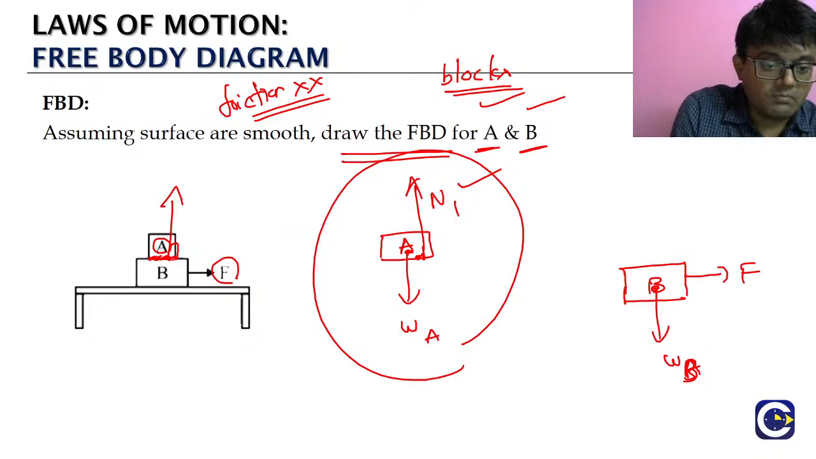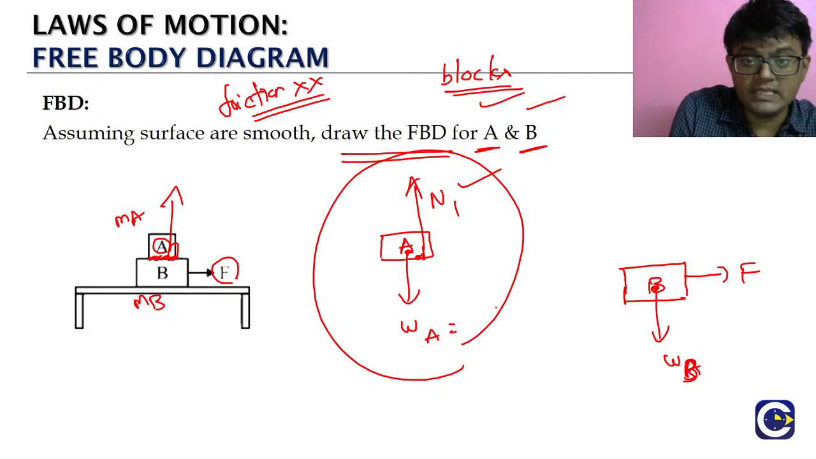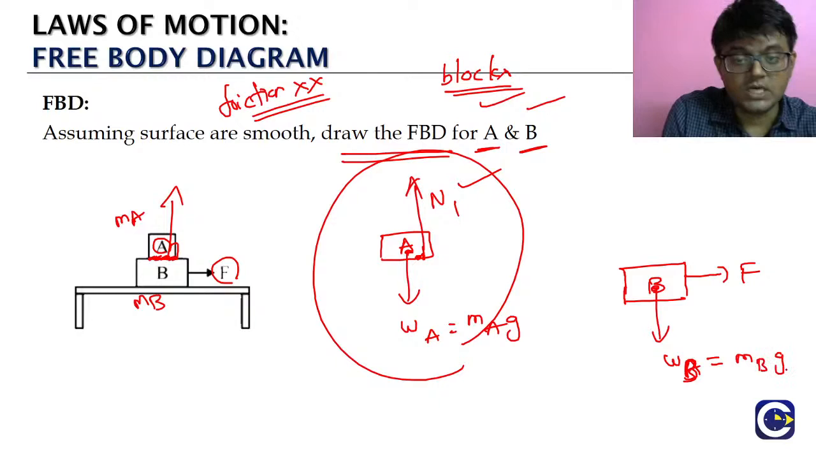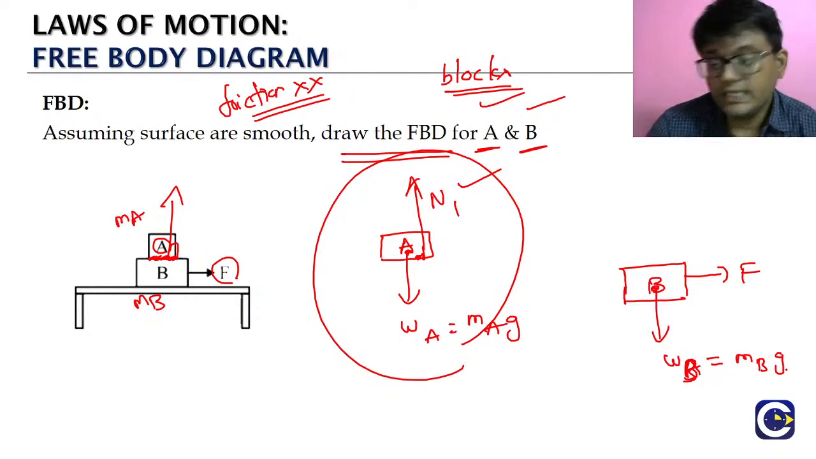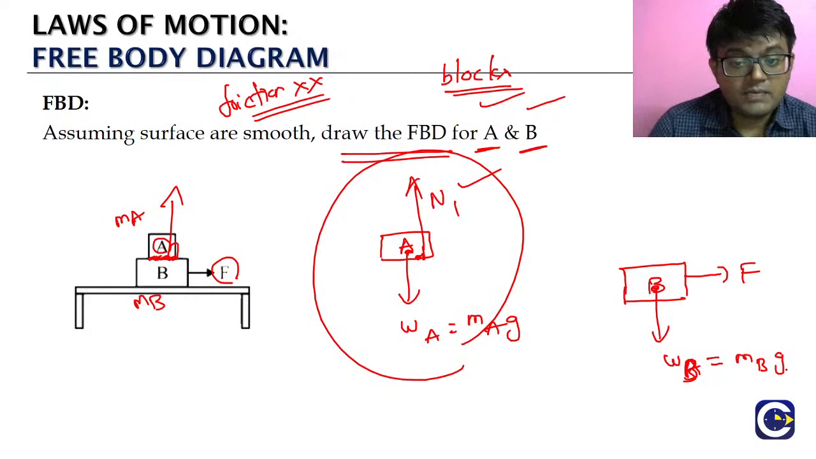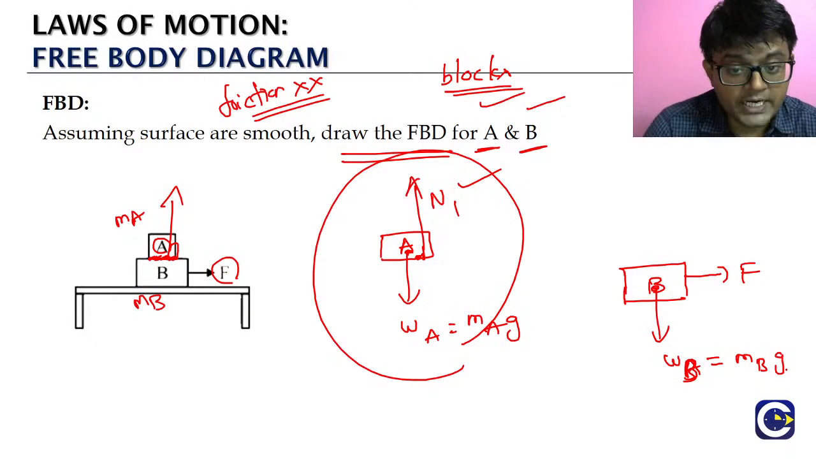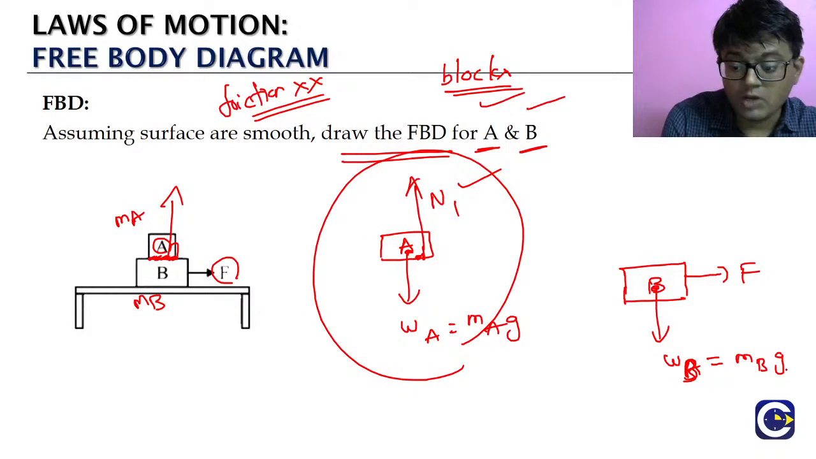So if the mass of block A is MA and the mass of block B is MB, then what will be the weight of block A? It will be MA into g. Similarly, the weight of block B will be MB into g, because weight is equal to the mass of that particular object into acceleration due to gravity. Then, what are the other forces? We need to be careful. If you miss even one force while drawing the free body diagram, the entire problem is gone.